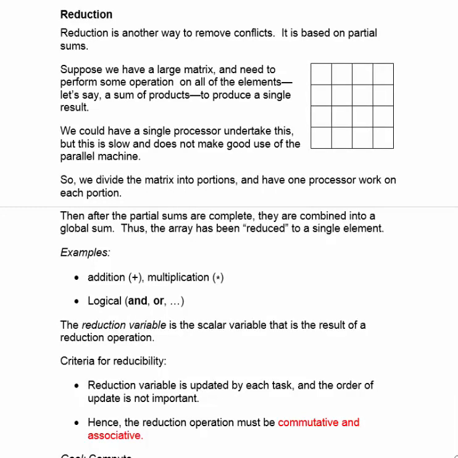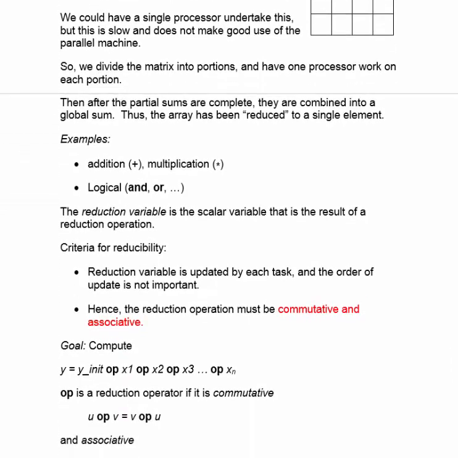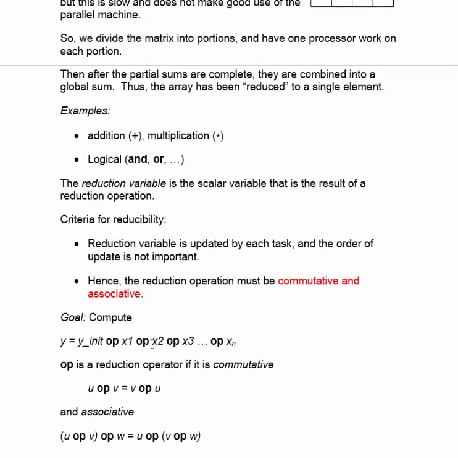So to see that in a little bit more detail, we can talk about exactly what's going on here. We want to compute y as the result of applying an operator to all elements of x given a certain initial value of y. The op is a reduction operator. It's commutative, which means that u op v is the same as v op u, and associative, which means if you're going to do u op v op w, you could either do the u op v first or the v op w first. So those are the criteria for reduction.